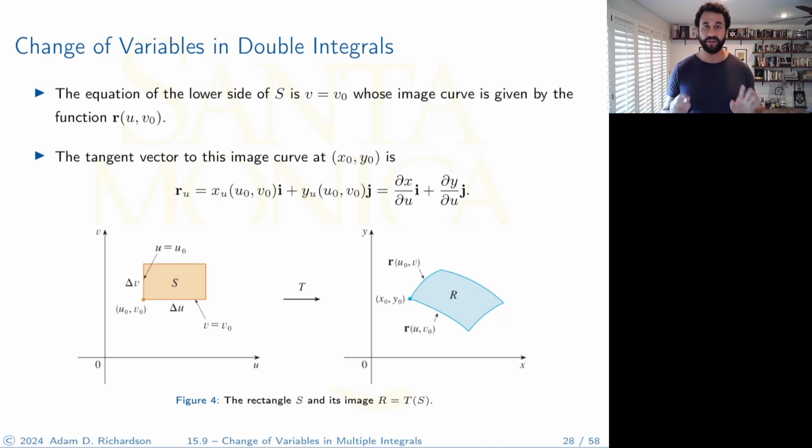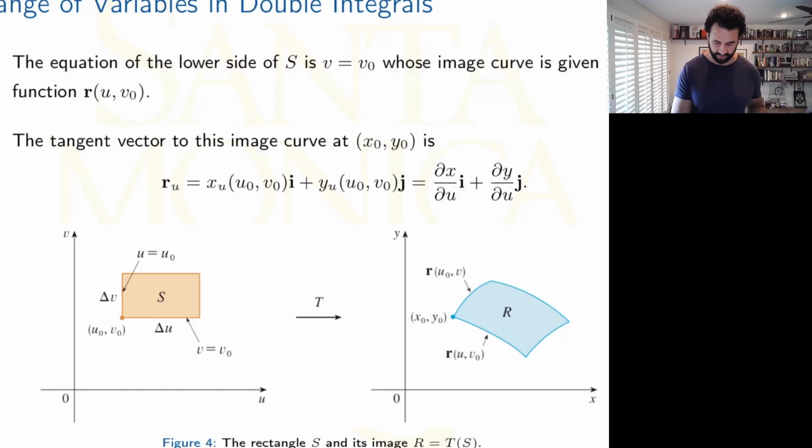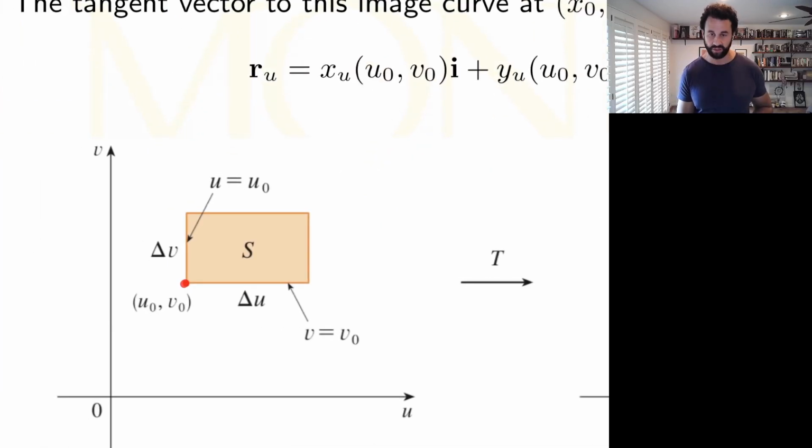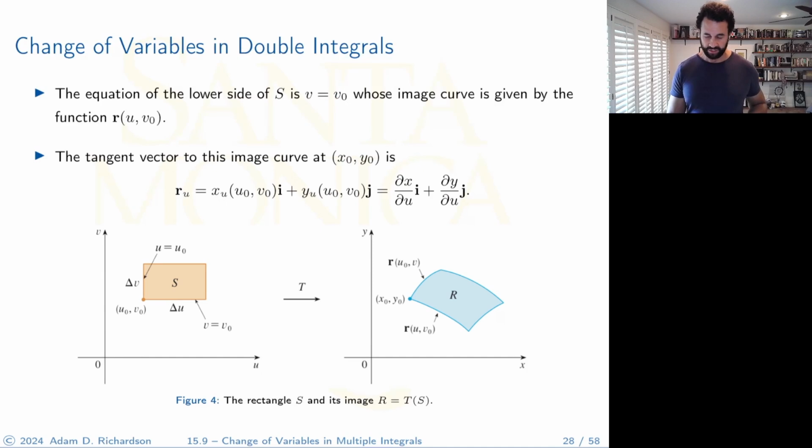Now, here's where it gets fun. The equation of the lower side of S is when v is equal to v naught. So let me zoom in a little bit here. If this is the point (u naught, v naught), this is when v is equal to v naught. The image of this boundary line here is given by this vector function here. u is allowed to vary, but v is stuck at v naught. So it's going to describe where this thing goes. It's going to go here, like curving that straight line.